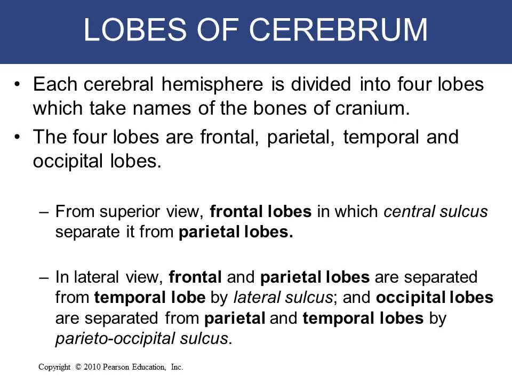The first one is the frontal lobe, the second one is the parietal lobe, temporal, and the occipital lobe. So from the superior view, we have the frontal lobe, which is anteriorly, in which central sulcus separates it from parietal lobes. In lateral view, we have the frontal and parietal lobes separated from temporal lobe by lateral sulcus, and the posterior placed occipital lobe are separated from parietal and temporal lobes by a plane of parieto-occipital sulcus that is visible on medial surface of the cerebrum in a hemisected brain.